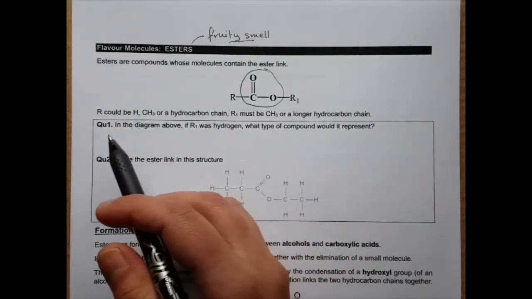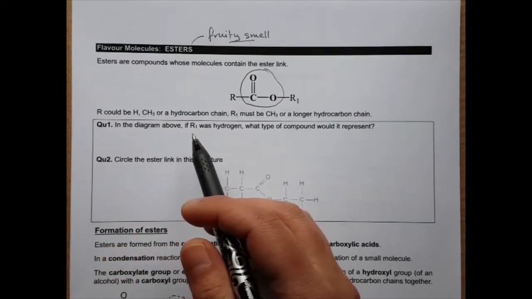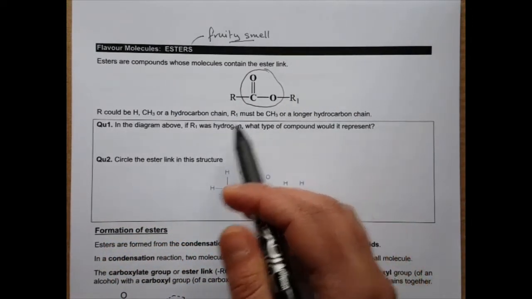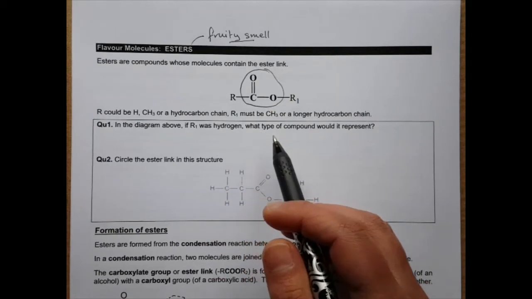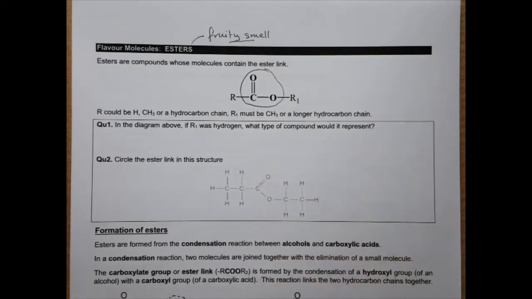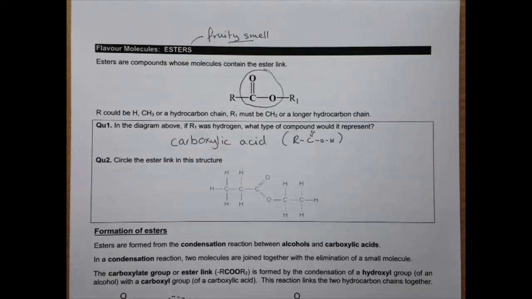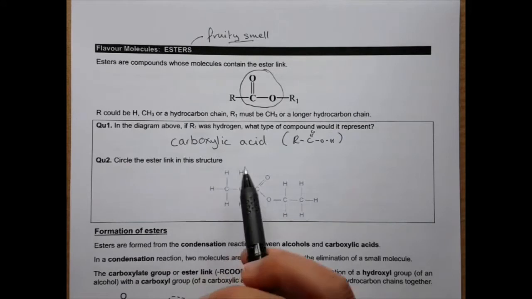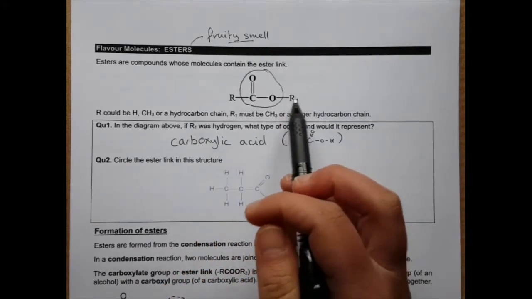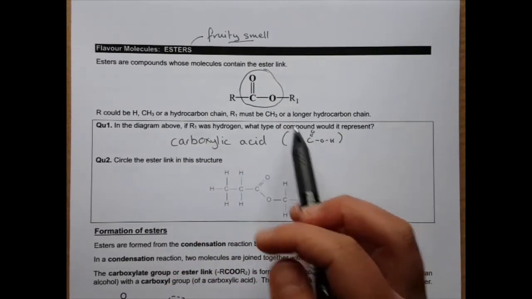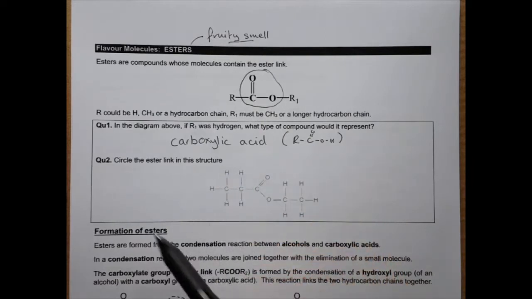And the first thing I'd like you to think about is, in the diagram above, if R1, so this R, was a hydrogen, what type of compound would it represent? So pause the video now and try and answer that question. Okay, and hopefully you've said carboxylic acid. So if that was a hydrogen, then we'd have the carboxyl group here instead of an ester link. Question 2, circle the ester link in the structure. Hopefully nice and simple. 2 seconds to do it.